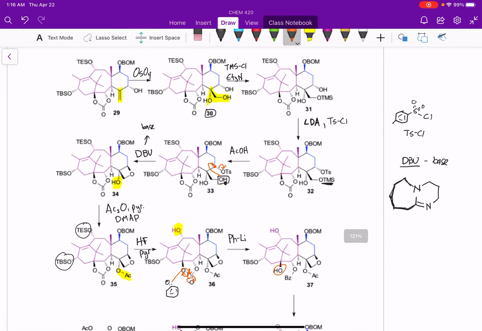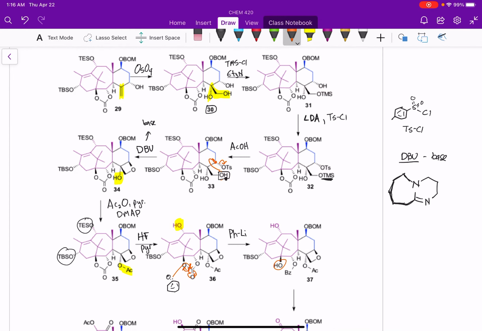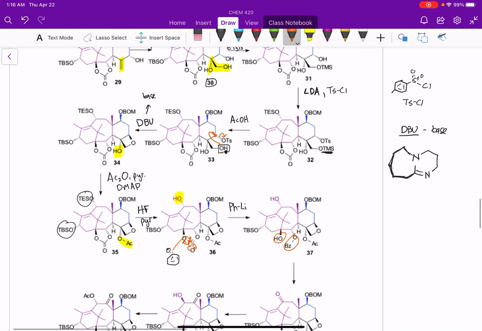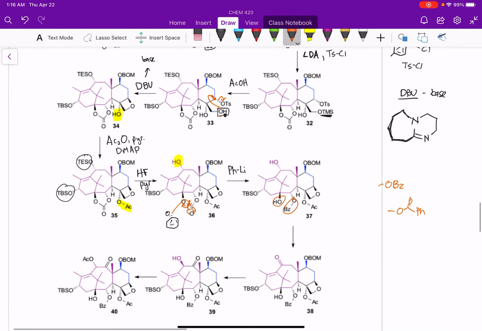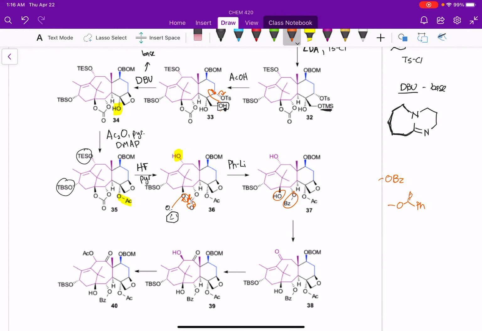So phenyllithium, same chemistry that Nicolaou did, right? Adds that benzoyl group, Bz. So if you have an OBz, that's O, C double bond OPh. All right, just a reminder about the abbreviation Bz.